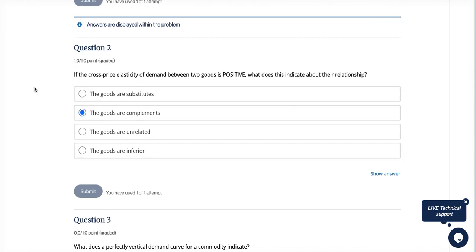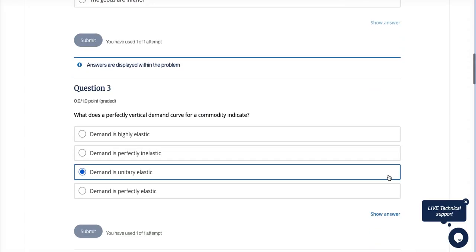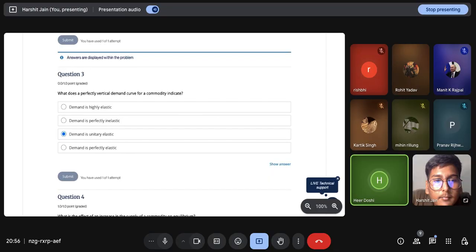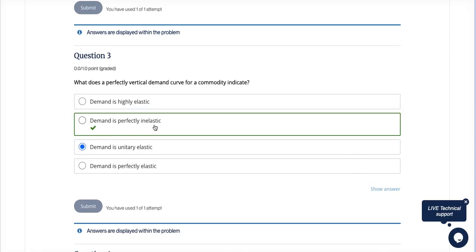If the cross price elasticity of demand between two goods is positive, then what does this indicate about their relationship? It means that they're substitute goods. If it's negative, it means that they're complementary, and if it is zero, then it means that they're unrelated. Okay. What does a perfectly vertical demand curve for a commodity indicate? Perfectly inelastic. Perfectly inelastic.